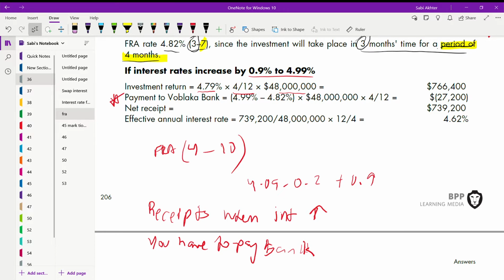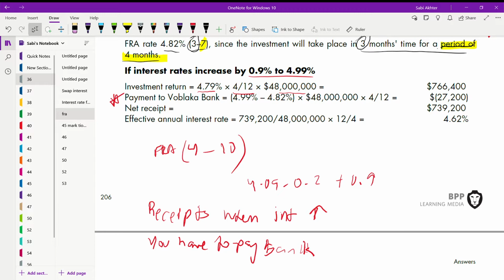Likewise, you have to be able to make the four solutions for four things. What happens for receipt when the interest rate increases or decreases? What happens for payment when the interest rate increases or decreases? So this is for receipt. When the interest rate increases, you are earning more interest than is allowed in FRA. So you have to pay that extra, that difference, to the bank.